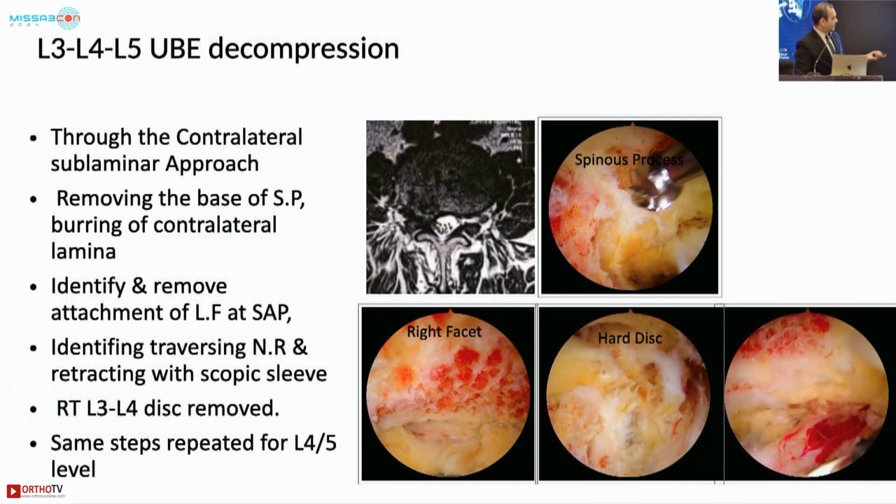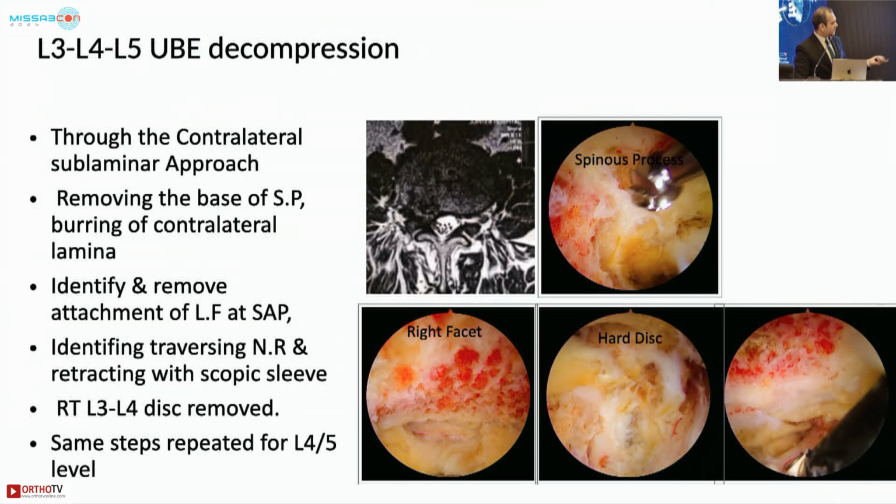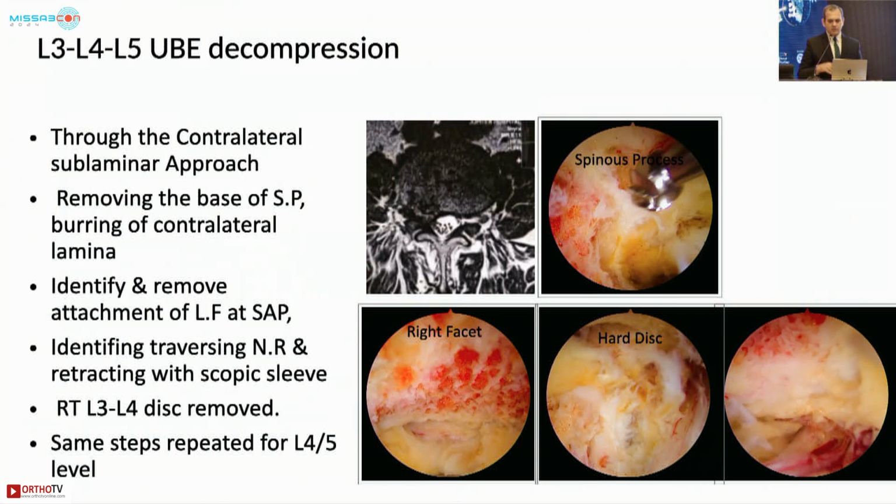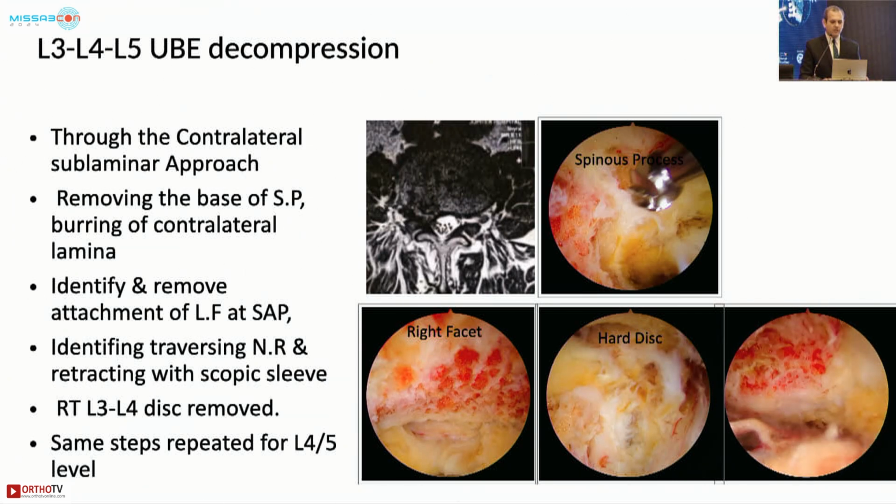And towards the end of the procedure, you can see that's the traversing nerve root with the axilla and the shoulder, which is completely decompressed. So sublaminar approach to the contralateral side for L3-4. We repeated the same steps for L4-5 and did the similar steps at lower levels as well.